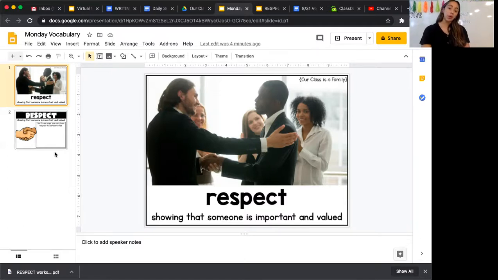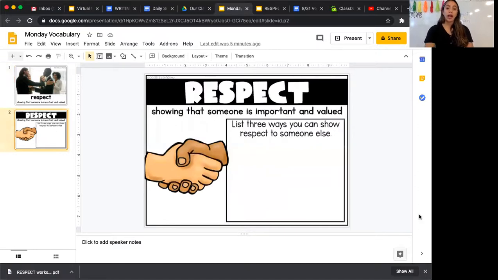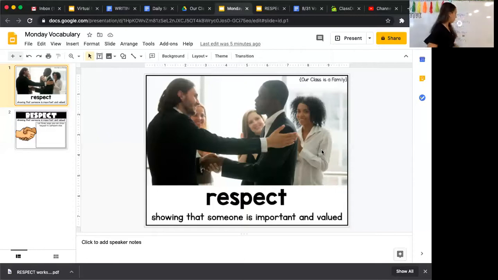So to show that we know what respect means, this worksheet is going to be on Class Dojo. I would like you to fill this out. So remember, respect, and here's our definition. Respect is showing that someone is important and valued. So I want you to write this in your notebook so that we remember, okay? Let me get my notebook paper out and ready to go to write. Let's get a black marker, that way you can all see. Let me bring you closer.